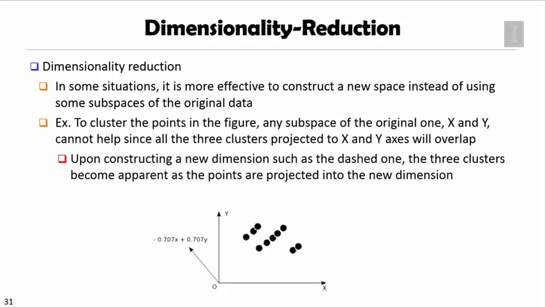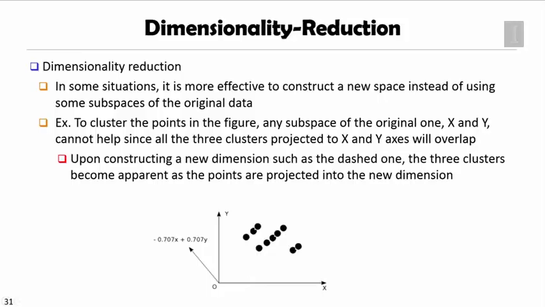Let's look at this figure. If we use the original axes, for example, x and y, you project on x and y, you cannot find nice clusters because all these points actually overlap on both the x-axis projection and the y-axis projection. However, if we get a new dashed axis, like turning the y-axis 45 degrees, what you can see is these points will be projected on these axes to form three nicely separable clusters.